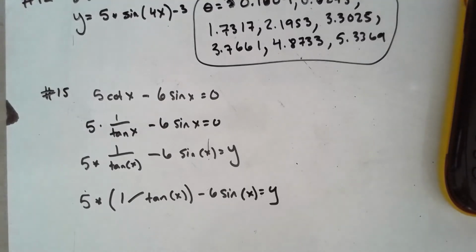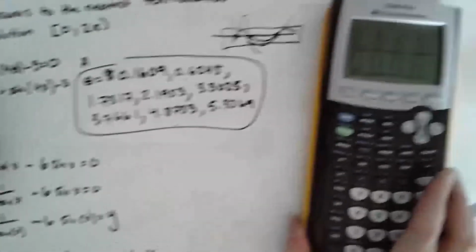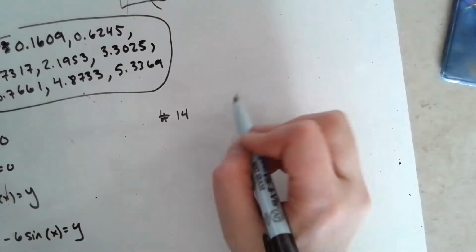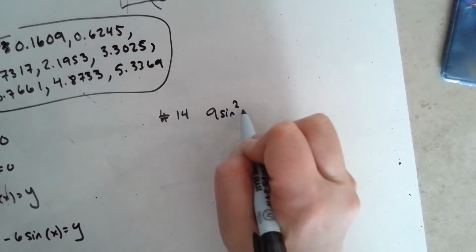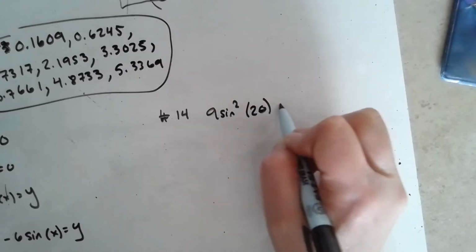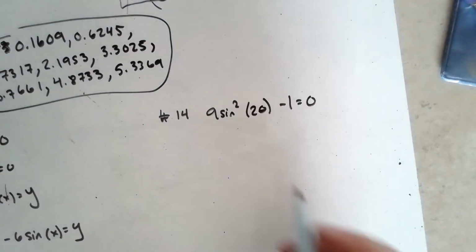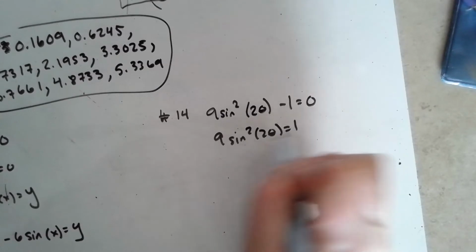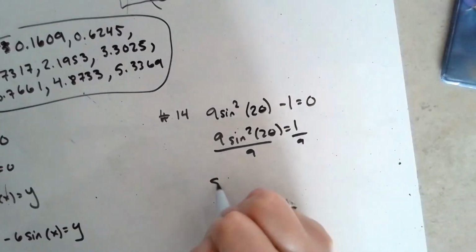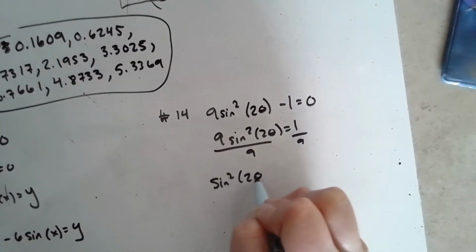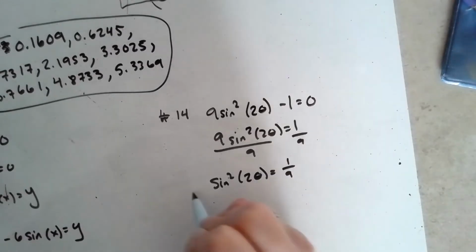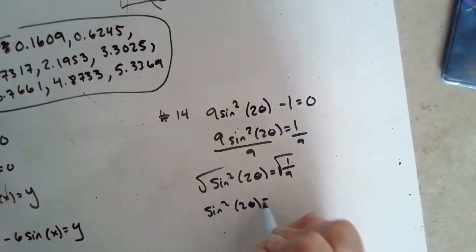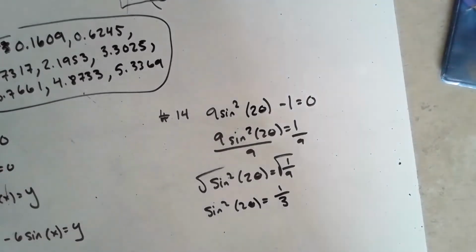Number 14. Sorry, just little things on these. So 14, you have 9 sine squared 2 theta minus 1 equals 0. So you'd have 9 sine squared 2 theta equals 1. Divide by 9. So sine squared of 2 theta equals 1/9. Square root: sine 2 theta equals 1/3.